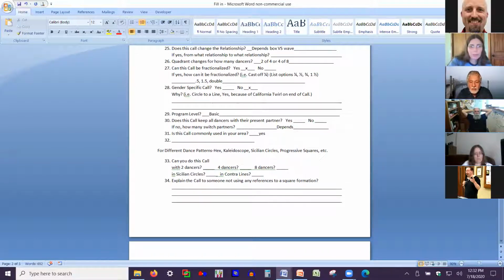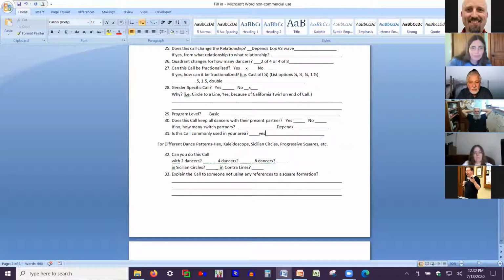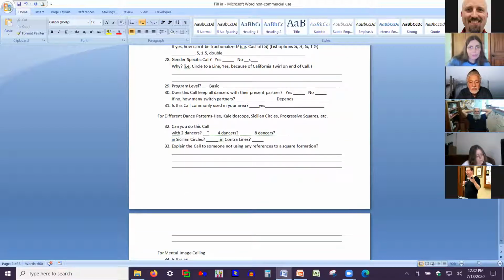I think that call is pretty much commonly called everywhere. Okay, can you do the call with 2 dancers? No. Can you do it with 4 dancers? Yes. Can we do it with 8 dancers? Yes. Can we do it in a Sicilian circle? Yes. Do it with 3 dancers as well. Now you want me to add 3 dancers, okay. Yeah, you can do it with any multiple of 3 or more.